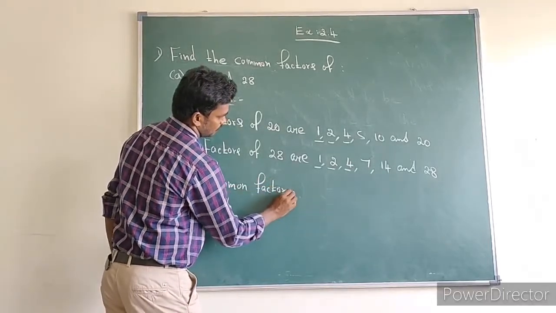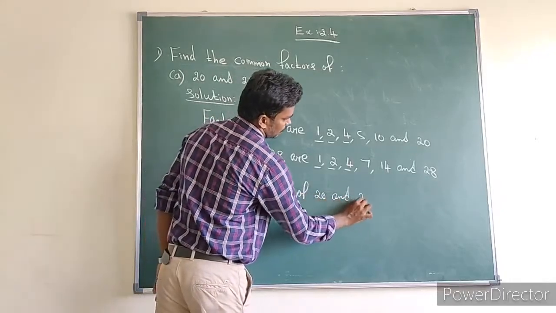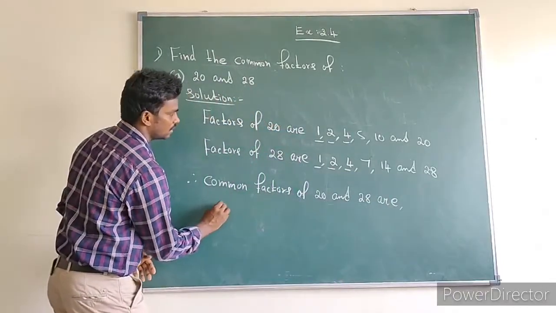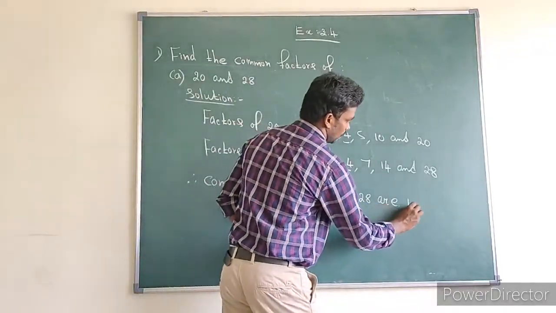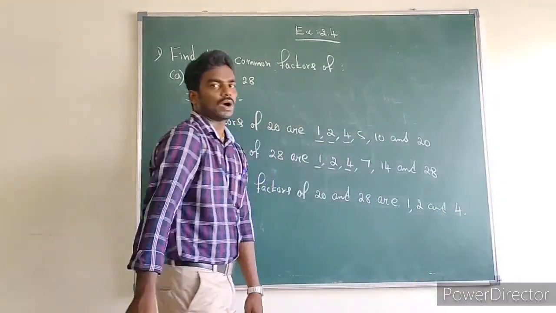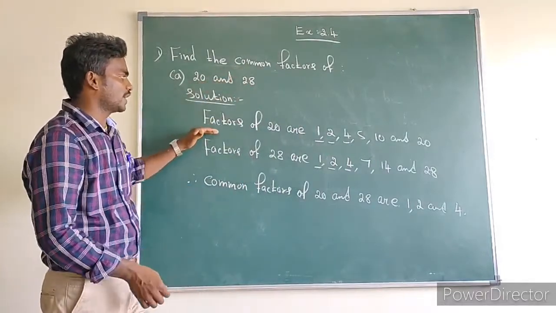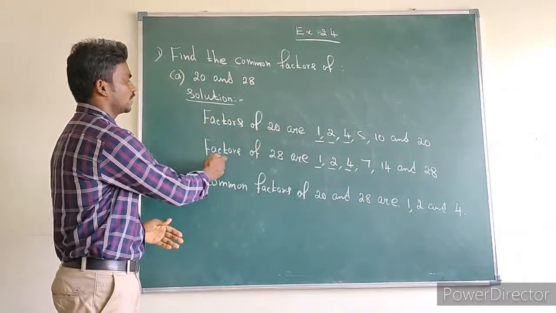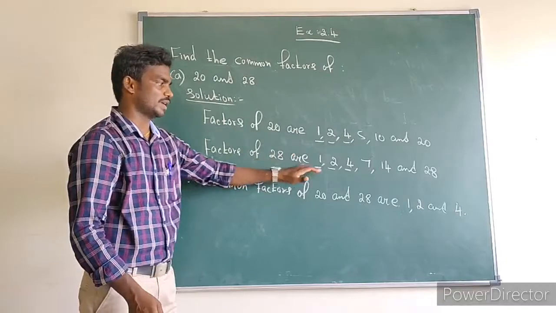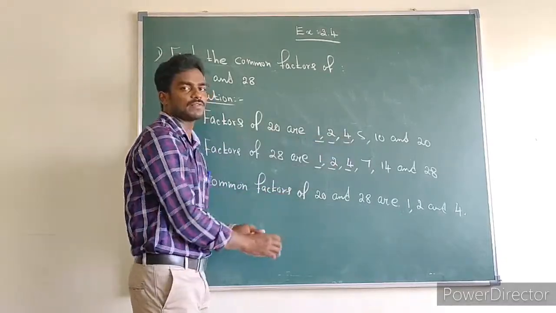the common factors of 20 and 28 are 1, 2 and 4. So how do we find the common factors? To find the common factors of 20 and 28, we first find the factors of 20. Then next we find the factors of the next number, 28. So we write the factors of 20, next the factors of 28. 1, 2 and 4 are the common factors of these two numbers.